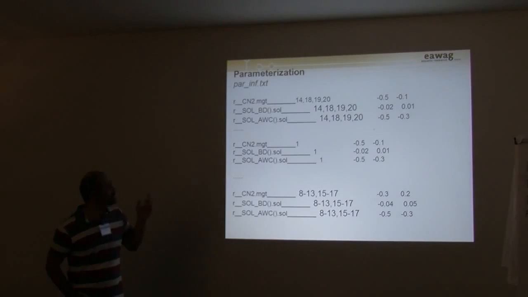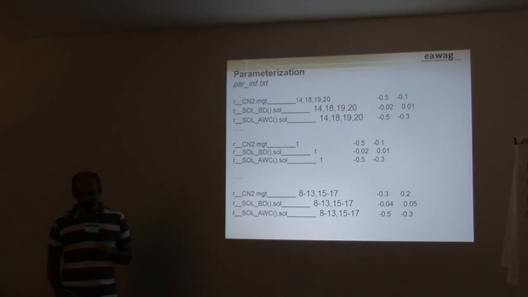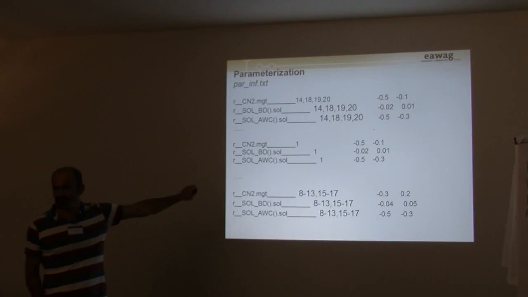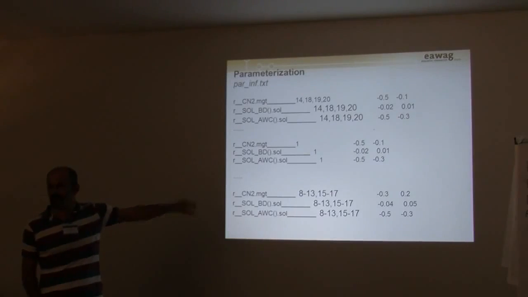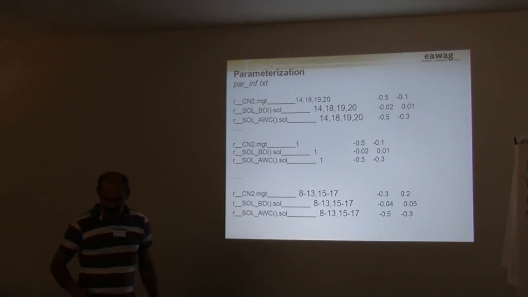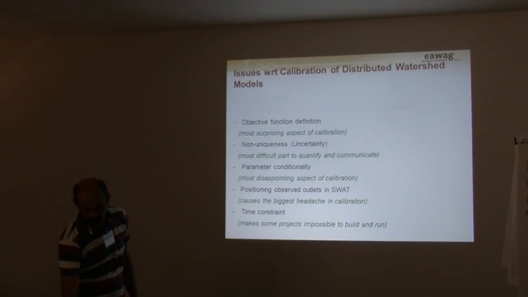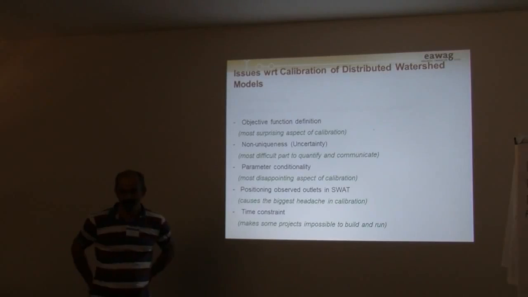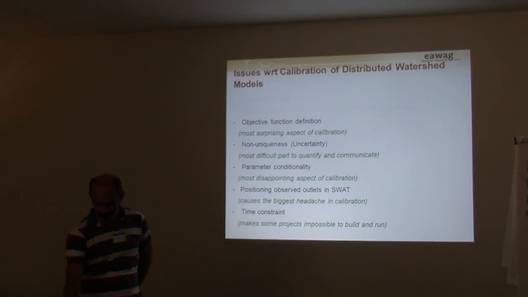So here, you see with parameterization, you have a lot of flexibility to define your parameters, or a bunch of parameters, or lump them as you wish, by soil, by land use, by subbasin number, by slope, and so on. So that's up to you to determine how you want to parameterize. Now the next was objective function definition.